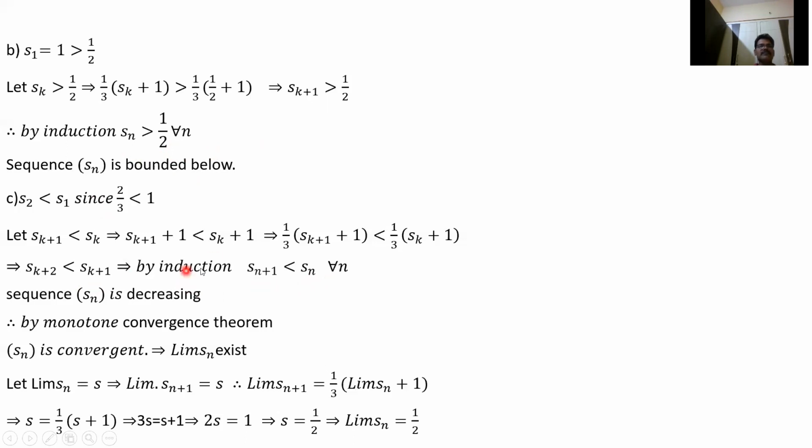So first, I have to show Sn plus 1 less than Sn for all n to show decreasing. This I also have to prove using induction. To show it by induction, first I will prove it is true for n equal to 1. N equal to 1 means S2 is less than S1. Why? Because it is true. What is S2?